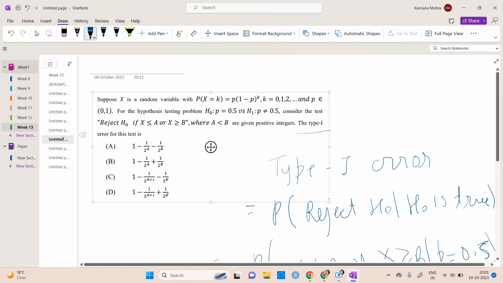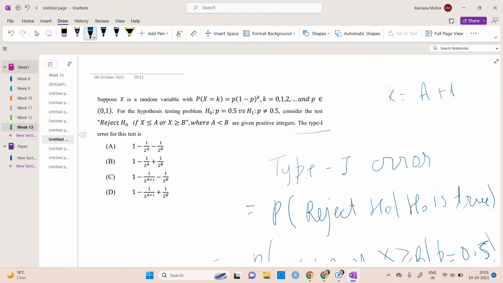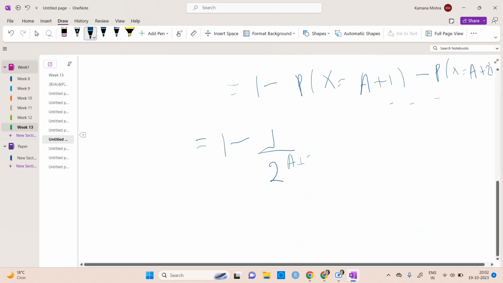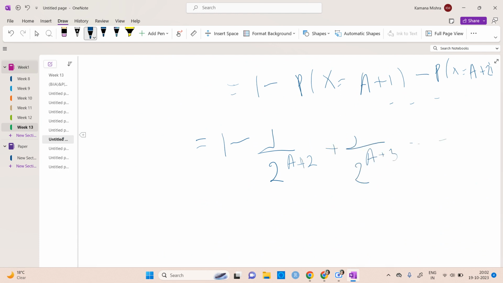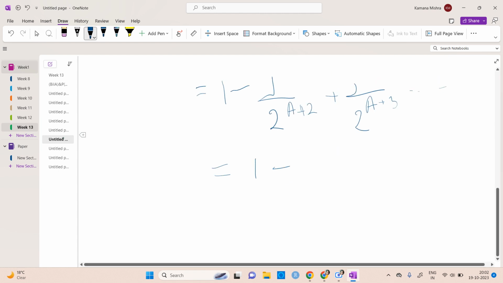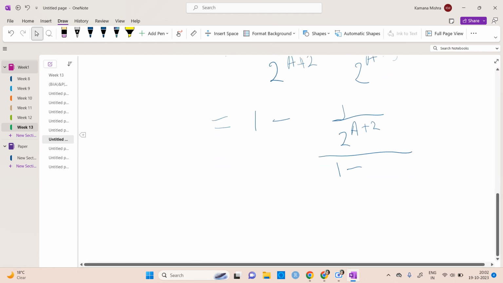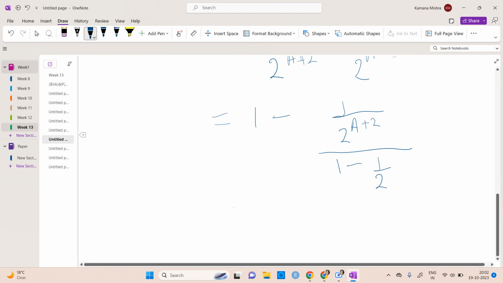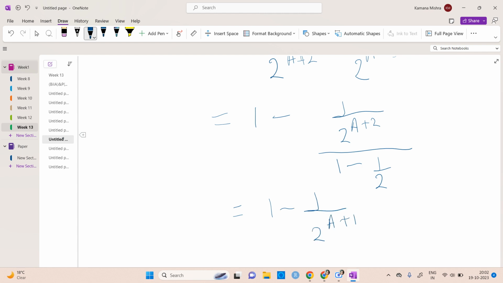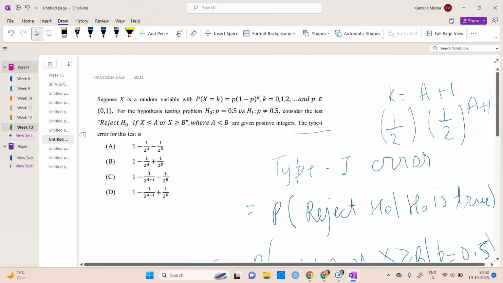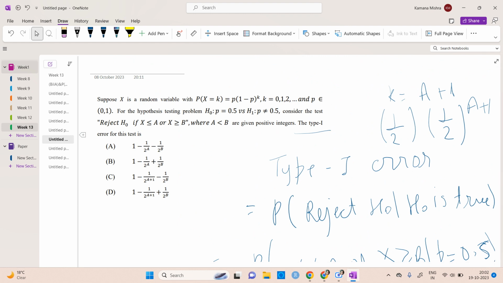Okay, so let me just write it. So when k is equal to a plus 1, it would be 1 by 2 and then 1 by 2 to the power a plus 1. So it would be 1 by 2 to the power a plus 2, and then for the next it would be a plus 3, and so now you know this is a series. So it would be 1 minus 1 by 2 to the power a plus 2, and then it is an infinite series, so it is a upon 1 minus r, right? So 1 minus 1 by 2, 1 by 2, and then it would be cancelled out, so it would be 1 minus 1 upon 2 to the power a plus 1. So similarly you can find for the b, and then you will have this summation, right? So the answer is D, right?